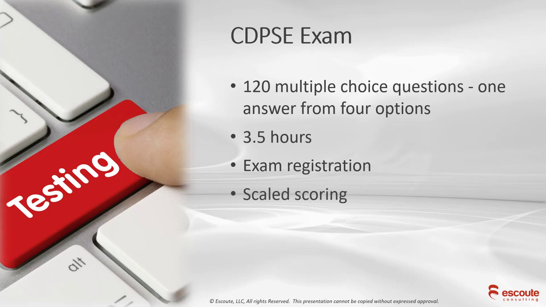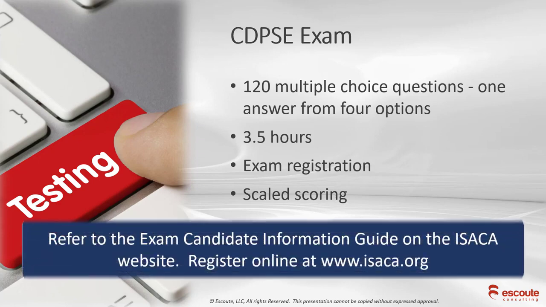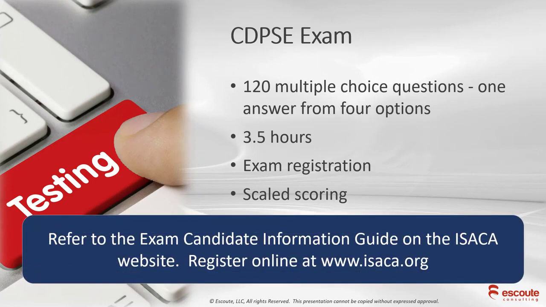Scores are reported on a scaled score. This is a conversion of your raw score on the exam to a common scale. ISACA uses and reports scores on a common scale from 200 to 800. To pass, you must receive a score of 450 or higher. Of course, you can find out more information on the exam out on www.isaca.org and find out everything you need on the candidate information guide out there on that site.